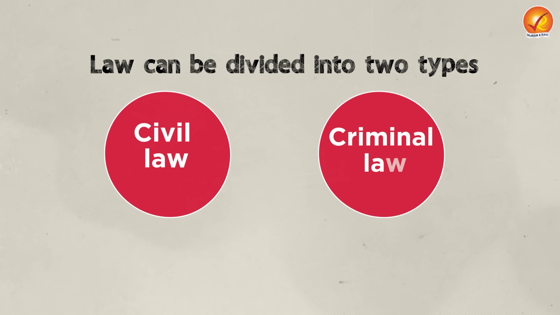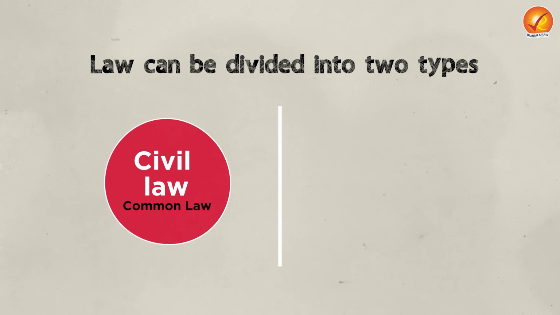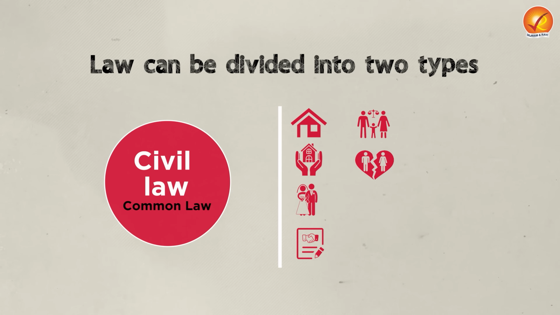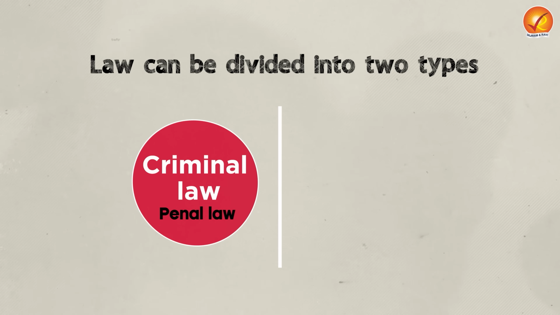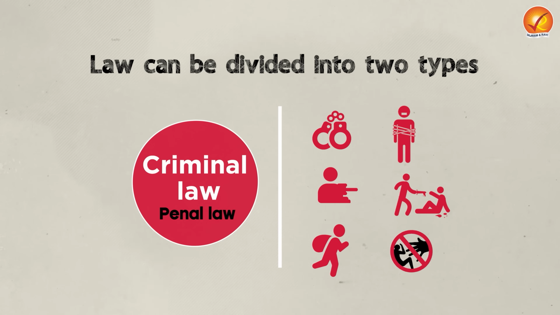law and criminal law. So civil law, which is also known as common law, deals with matters like property, housing, marriage, contract, divorce, custody of child, and other legal matters. Now, there is criminal law, which is also known as penal law. It deals with issues of crime and its punishments, which includes theft, robbery, kidnapping, murder, rape, and other criminal activities. So broadly, there are two, that is civil law and criminal law.